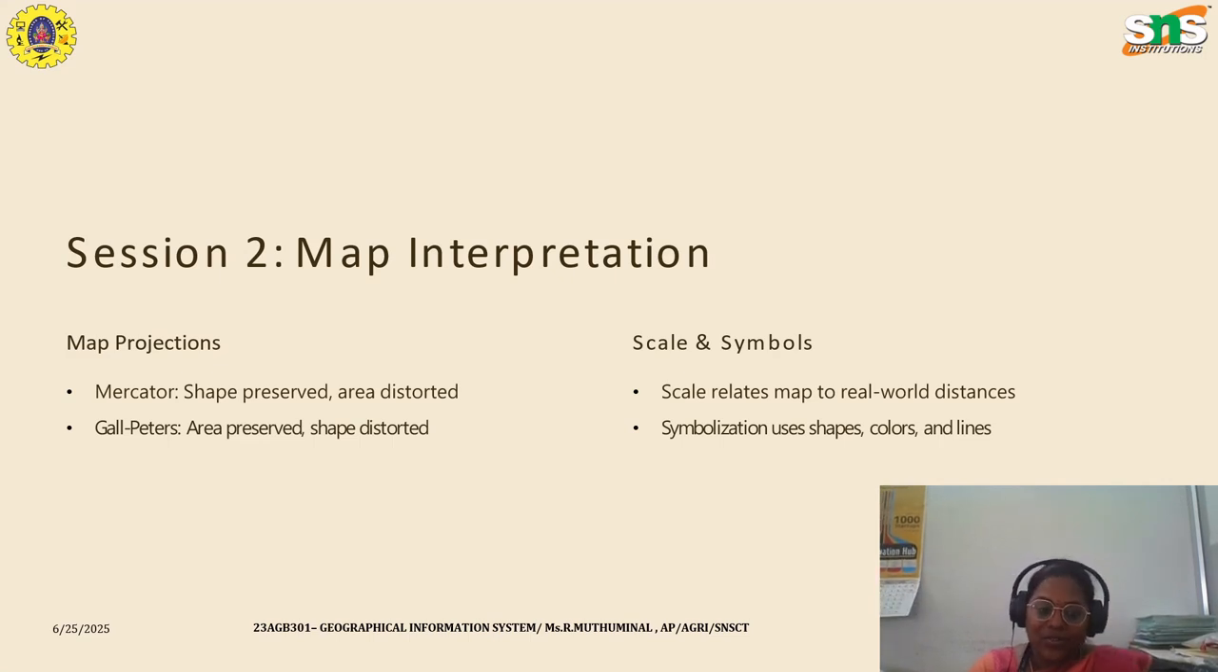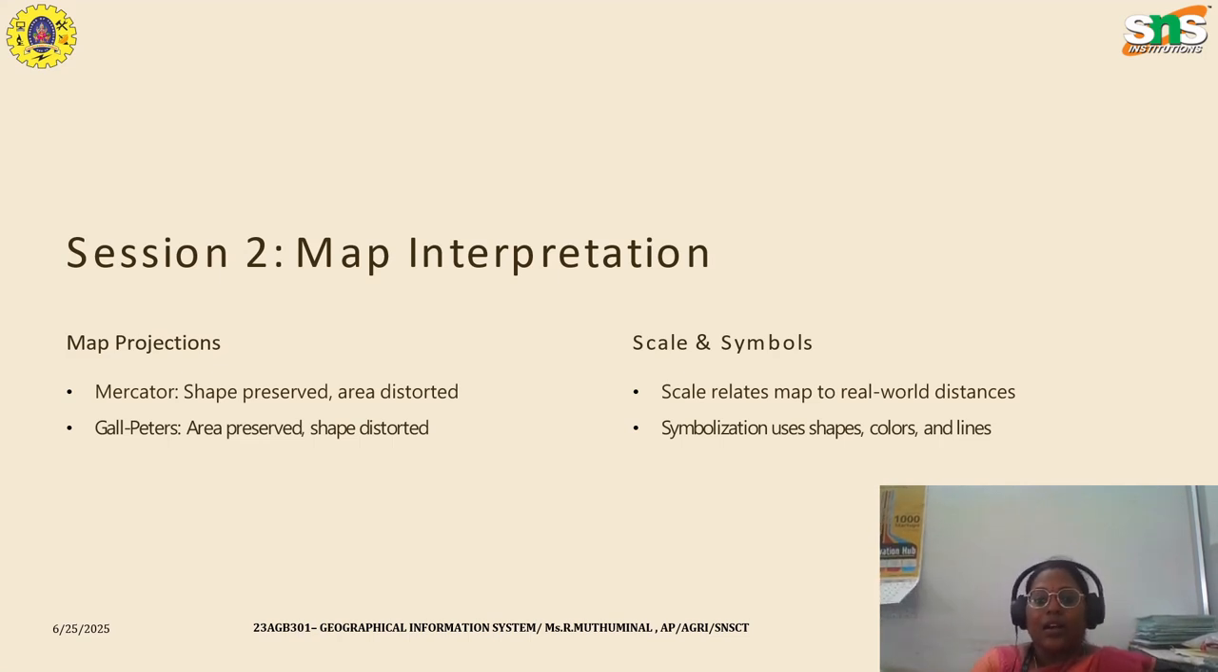That means one is kept constant and the other is taken on our own. If I use the Mercator map projection, the shape of a building will be considered the same, but the area covered I will convert according to a scale. Under Gall-Peters, the area will be the same, but the shape will be distorted according to the symbols. So this is what scale and symbol are.